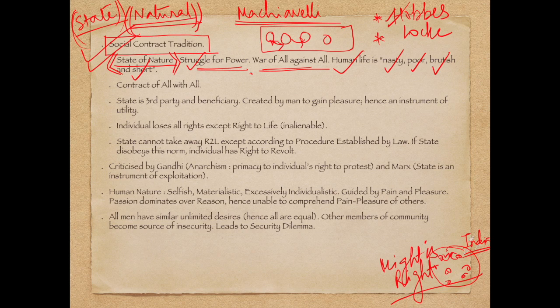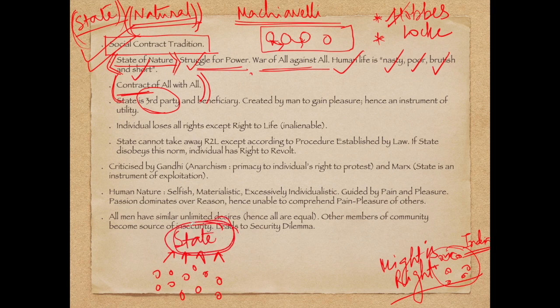So to improve this situation, people agreed to get into a contract. Okay, so it would be a contract of all with all. Everybody would be involved in the contract, and the state would be created as a third party. People would all come together. They would say, okay, we are living in the state of nature, we are in a state of fighting. We are just fighting each other. So let's come into a contract and let's create a third party called the state. This state is an imaginary, fictional third party, and it's the beneficiary of this contract.